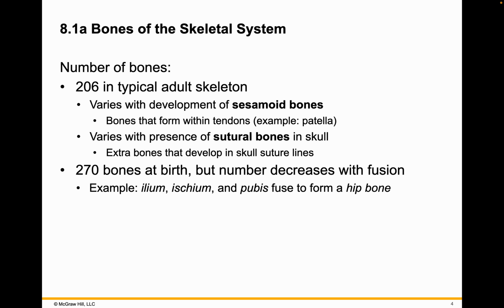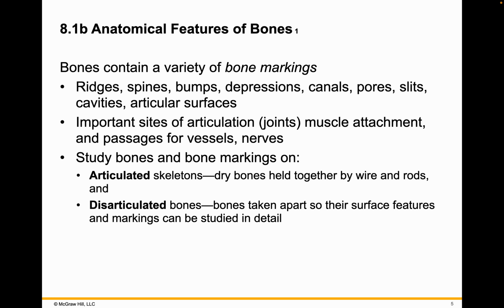So again, there are about 206 bones in a typical adult skeleton. That number varies between individuals. There are some sesamoid bones that are different in individuals. There are sutural bones in the skulls that are different with different individuals. When we are born, we are closer to 270 bones at birth, but many of those bones are going to fuse together, such as we get in the hip bone, the ilium, the ischium, and the pubis.